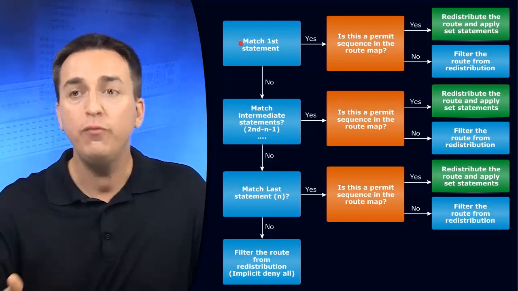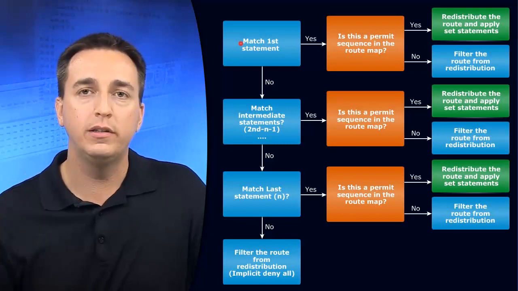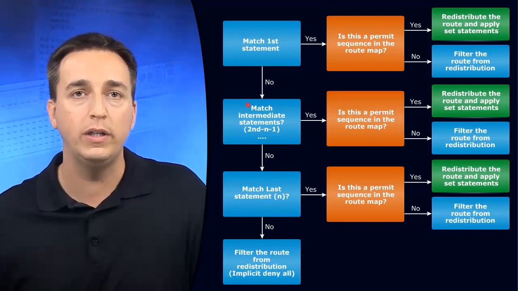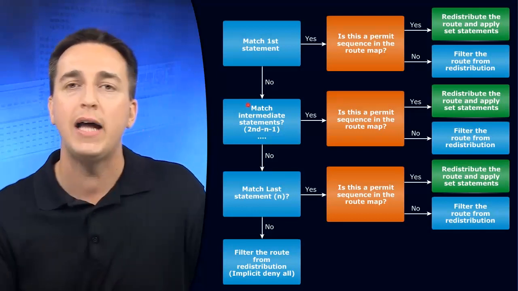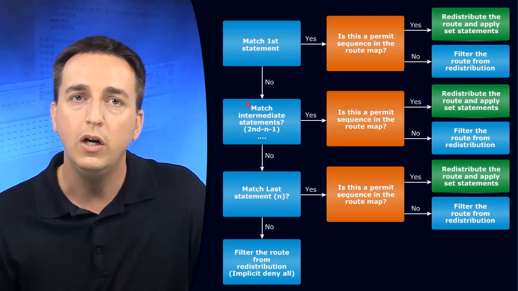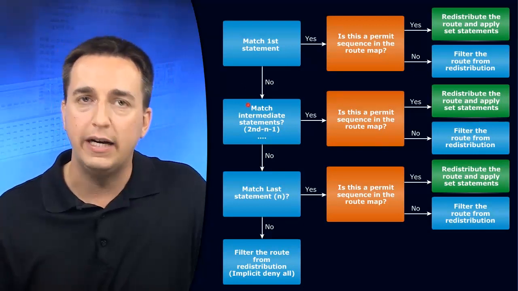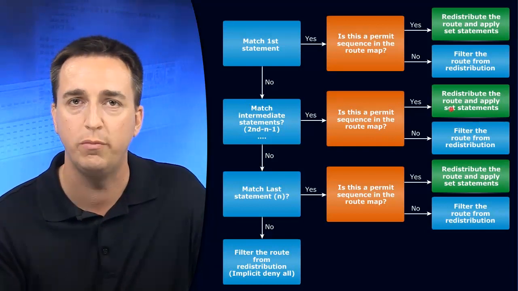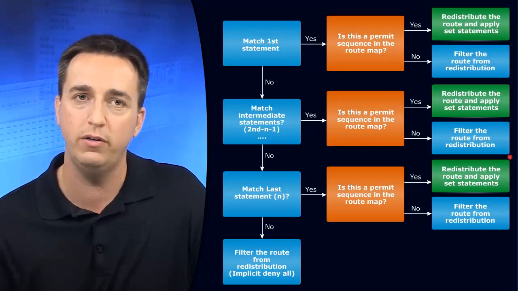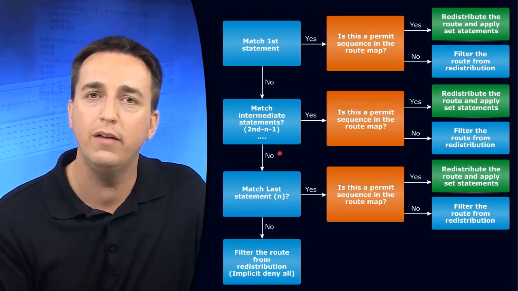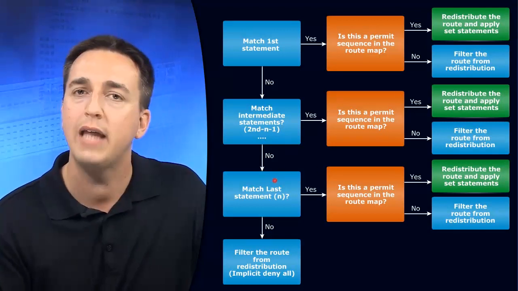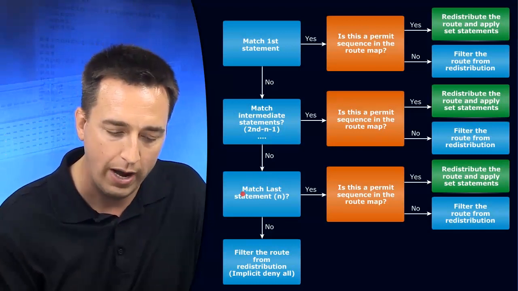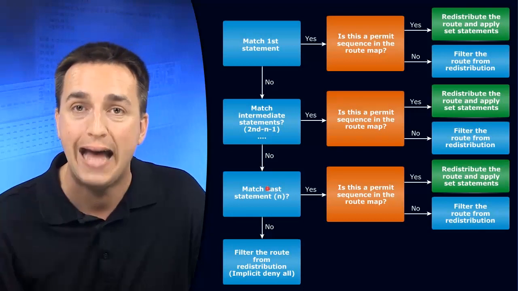However, if we have our first sequence and it's not a match at all, well, then we look at the second sequence and we look at the match statements inside that second sequence. Does it match? Yes or no? Well, if it does, is it a permit or a deny? If it's permit, redistribute. If it's deny, do not redistribute. Well, then what about if it doesn't match at all? Well, then keep moving down. So we're going to keep going down through each of the sequences until we find what? Until we find a match.